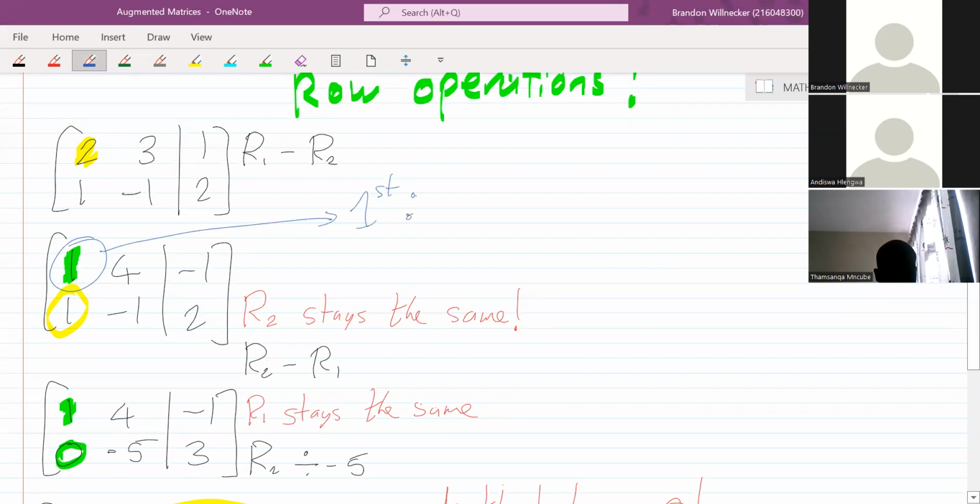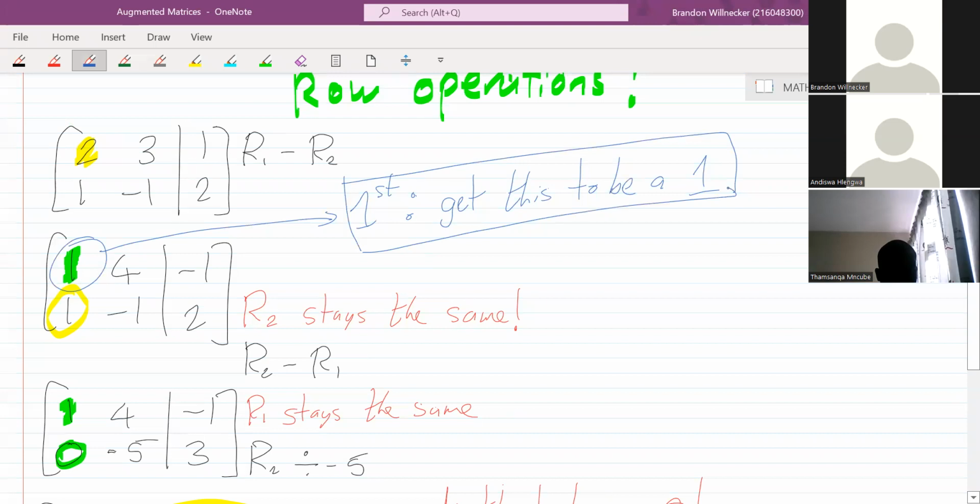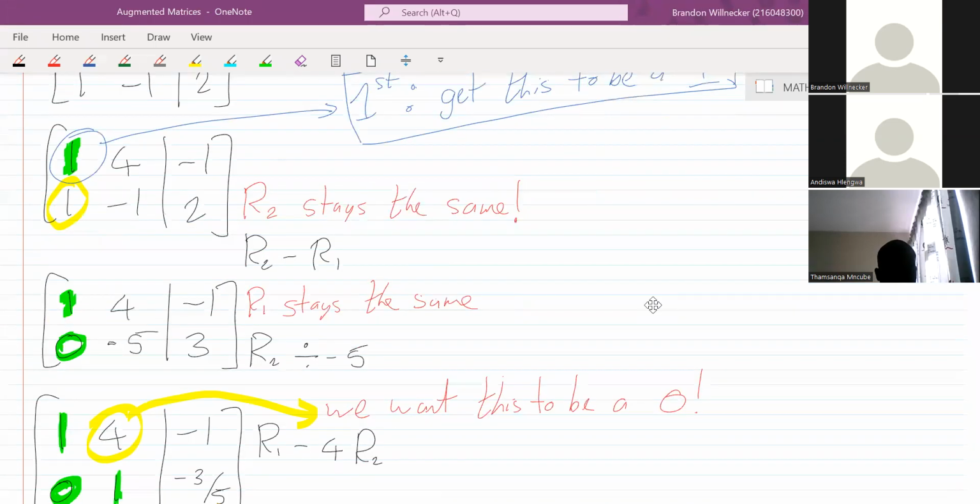So first, get this to be a 1. That's step 1. Step 2 is to make everything below that entry a 0. That's this bit over here. If you're working with a 2 by 2 grid, then there's only going to be one thing below it. If we're working with a 3 by 3 grid, then there's going to be 2 things below it. We'll look at the 3 by 3 now, but just remember, everything below that 1 needs to then be a 0.